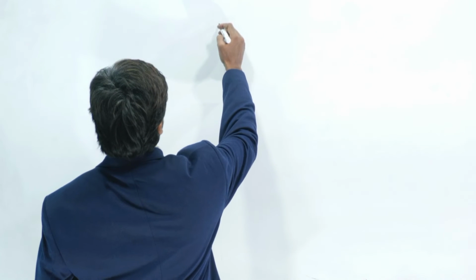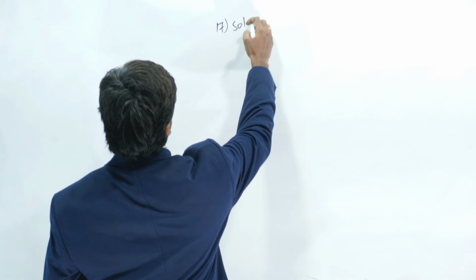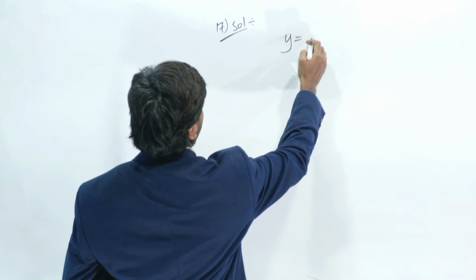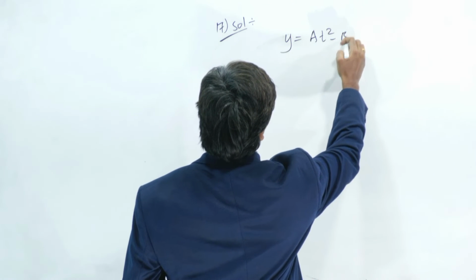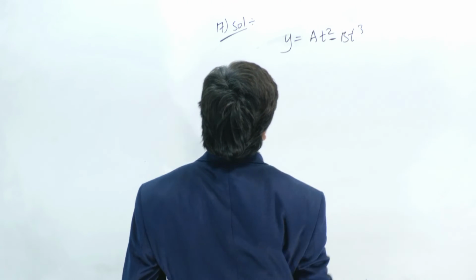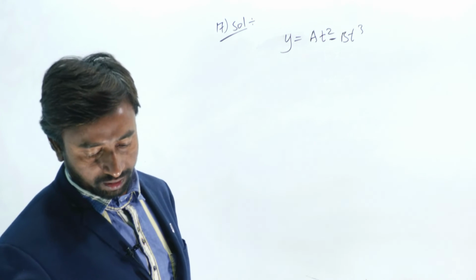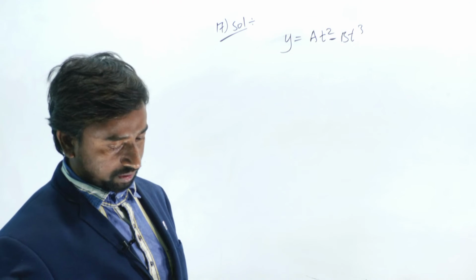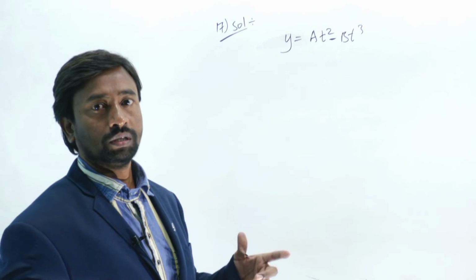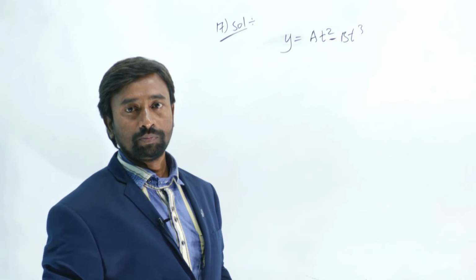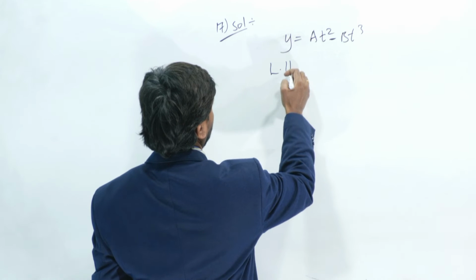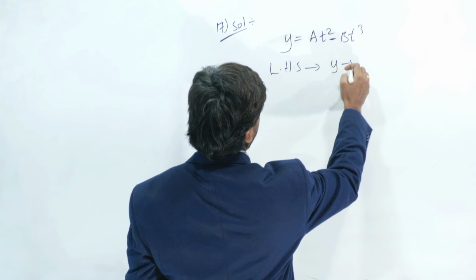So motion of a particle along y-axis. Here we can write the 17th question: y is equal to a t square minus b t cube. So here y will be the displacement along the y-axis. The equation describes the motion. If it is in motion, we will have a certain displacement, no? So it is a displacement or distance equation. So on the LHS, y is the displacement.